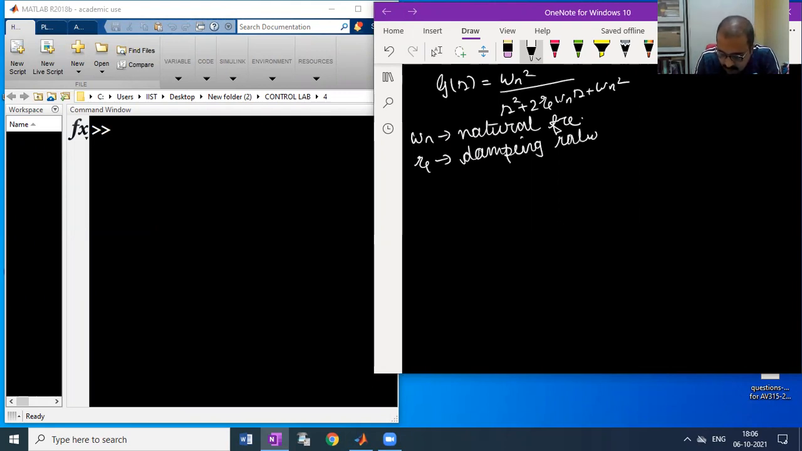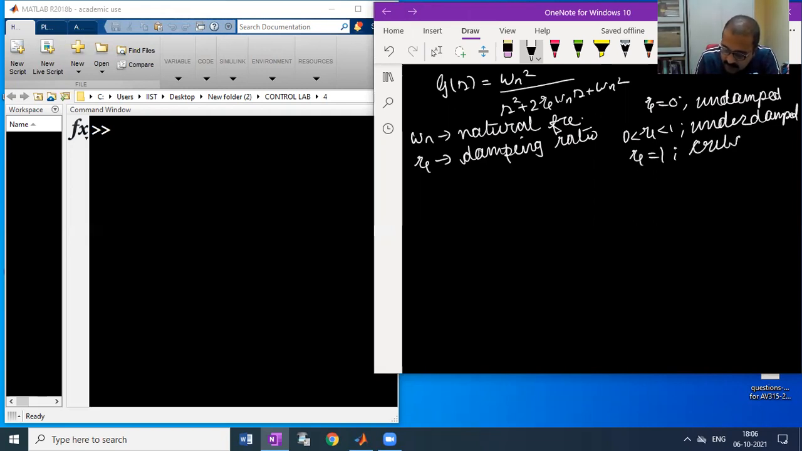Damping ratio. Okay, so if zeta is equal to 0, then you get an undamped system. If zeta lies between 0 and 1, you get an underdamped system. If zeta is equal to 1, it is critically damped. And zeta greater than 1, it is called overdamped. Fine. So depending upon your damping ratio zeta values, the system will display different kinds of behaviors.